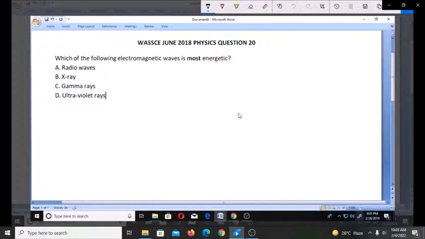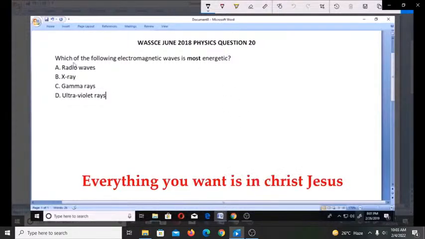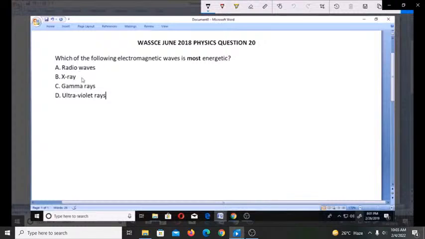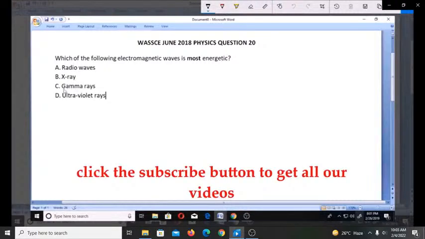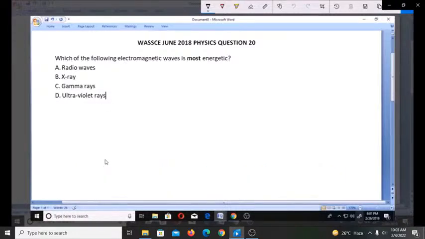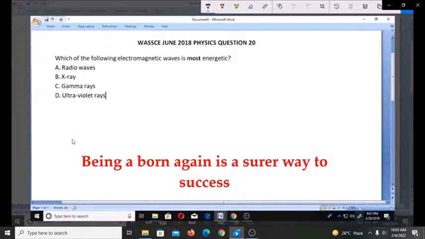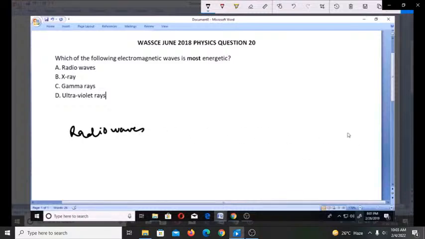Yes, let's look at this question number 20 for WAEC Physics 2018. Which of the following electromagnetic waves is most energetic? A. Radio waves. B. X-ray. C. Gamma rays. D. Ultraviolet rays. Now, if you look at the scale for frequency or any other thing, you're going to find out that on one side you have the radio waves, and on the other extreme you have the gamma rays.